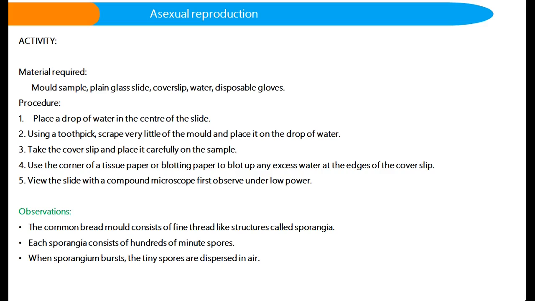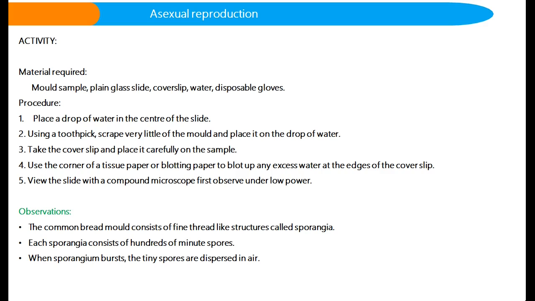Procedure: place a drop of water in the center of the slide. Using a toothpick, scrape very little of the mold and place it on the drop of water. Take a cover slip and place it carefully on this drop of water which contains the sample. Use the corner of a tissue paper or blotting paper to blot up any excess water at the edges of the cover slip. View the slide with a compound microscope. First observe under low power, then in high power.